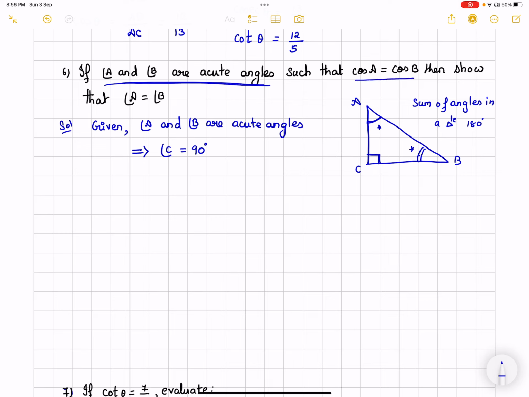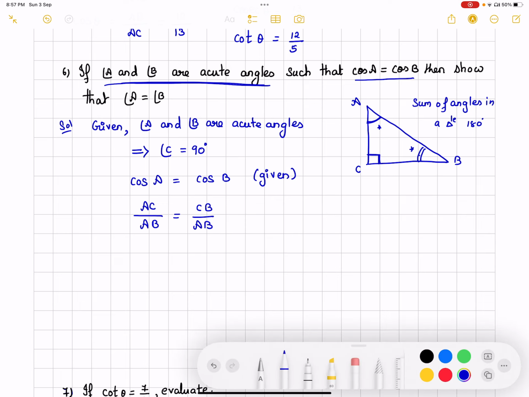Now one more piece of information has been given: if these two are acute angles such that cos A is equal to cos B. This is given. So what is cos A? Cos A is nothing but adjacent by hypotenuse. The adjacent side for my angle A is AC divided by the hypotenuse, which is opposite the right angle, so AB. And for cos B, the adjacent side is CB divided by AB.